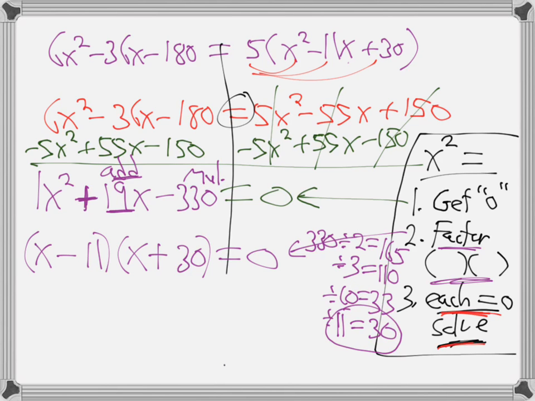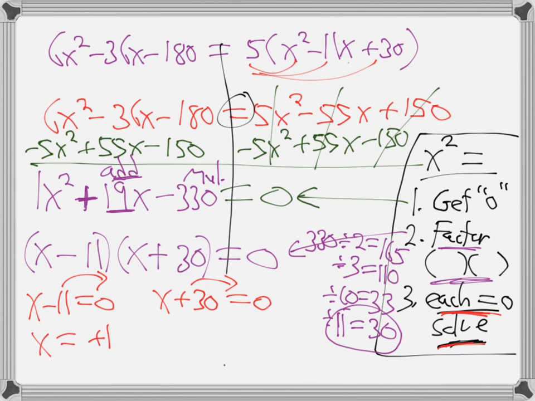Step 3. Each part gets its own 0. So x minus 11 is 0. X plus 30. You remember that, right? Because the two things times to be 0. Either one could be 0 to make them times to be 0. So you get two separate equal zeros. And then, it's just going to be opposite signs. Remember, we've done this before. Get plus 11 minus 30.